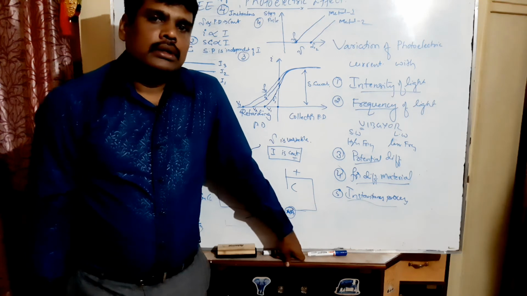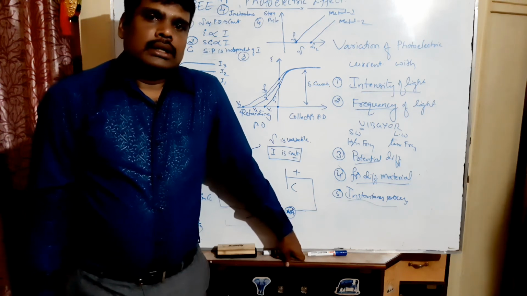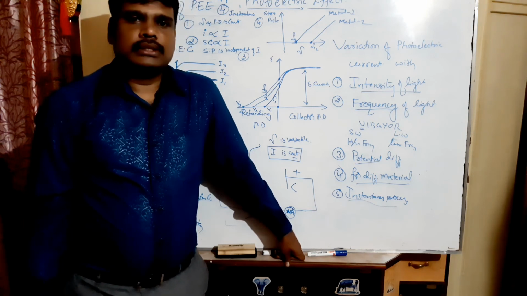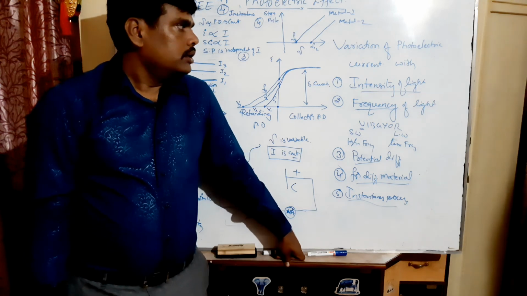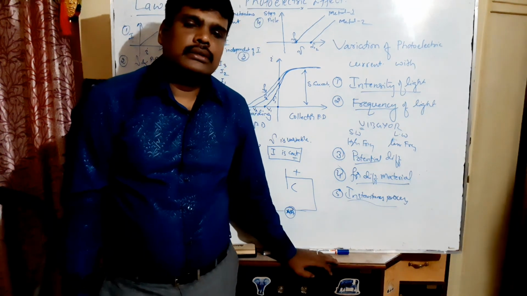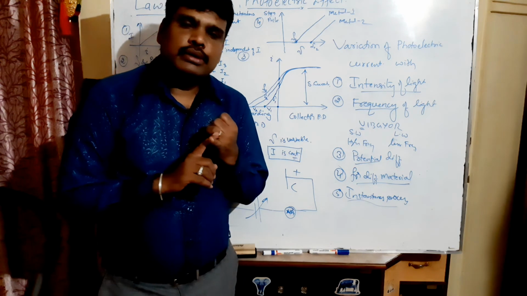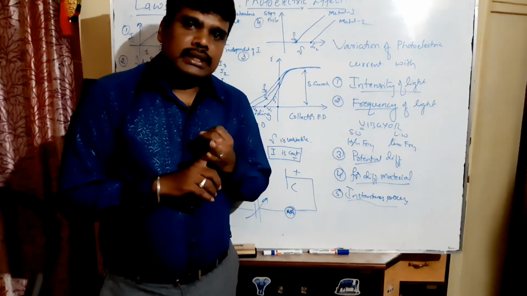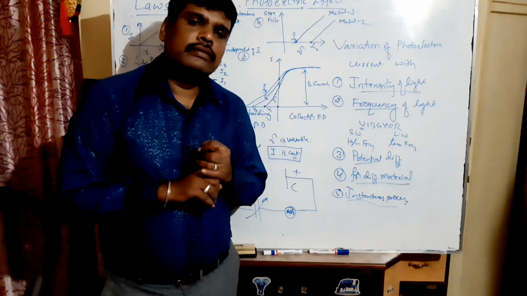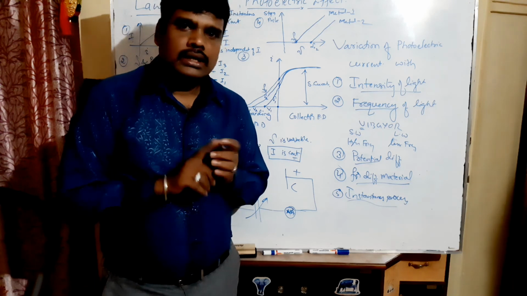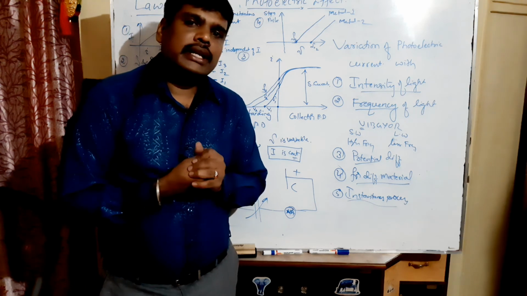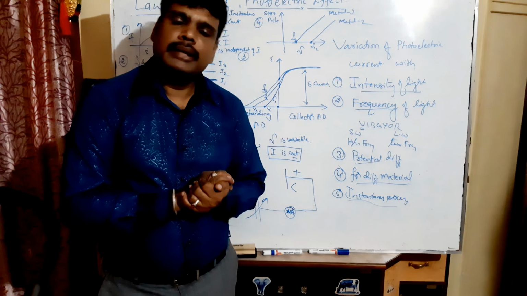So in the next video, I am going to explain the photoelectric effect explanation by using Einstein's concept. Clear? In this class, whatever I explained is very important for the examination. The first thing is the experimental study of photoelectric effect. The second is the variation of photoelectric current with intensity. Third is the variation of photoelectric current with potential difference. The next is variation of photoelectric current with frequency. And the last is variation of photoelectric current with different metals.